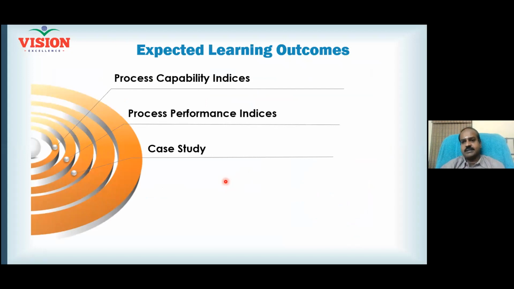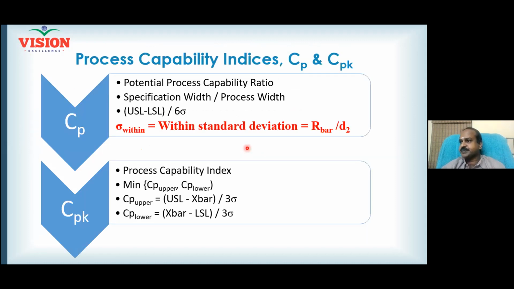So process CP and CPK are called process capability indices. But post lunch, I'll be explaining process performance indices. The capability indices are CP and CPK, performance indices are PP and PPK. And then we will discuss a few cases.